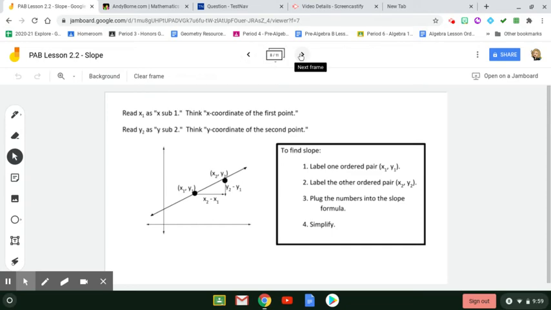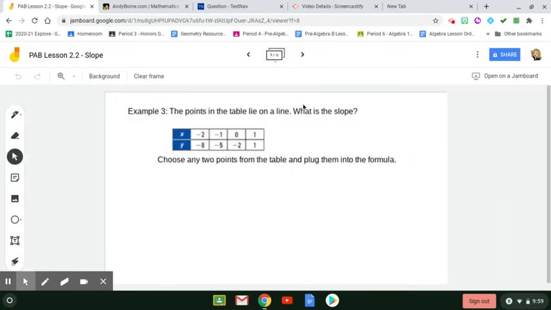So here we go. All right, so if we look at this, we actually have a table of values. We want to pick out 2 points from this table. So actually, there's 4 points from this table. And we want to create a slope from the table or figure out the steepness if we were to actually plot it. So I'm just going to pick out the first two ordered pairs that I see, and I'm going to write them down. So I'm going to write down (-2, -8) and (-1, -5).